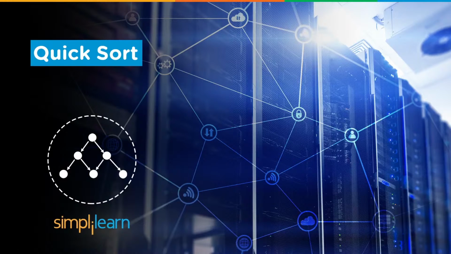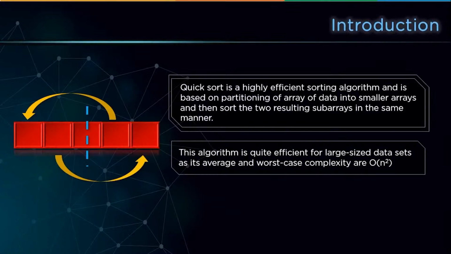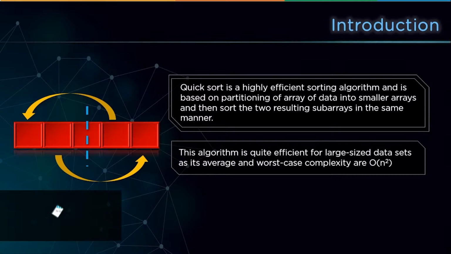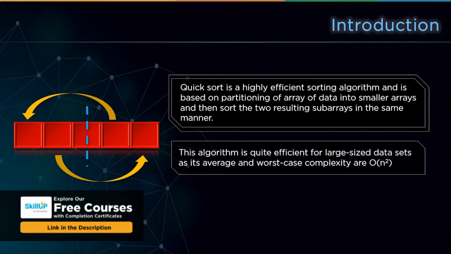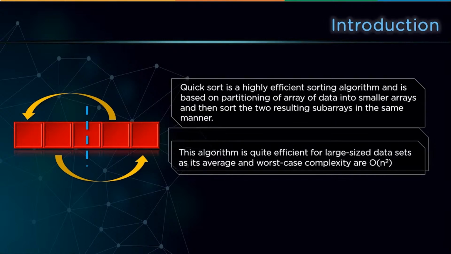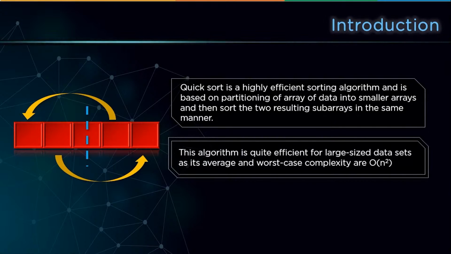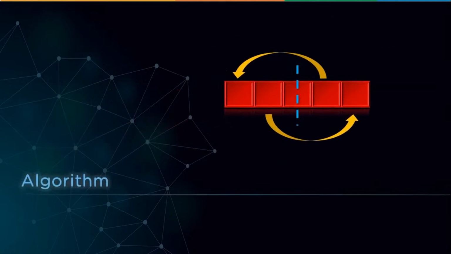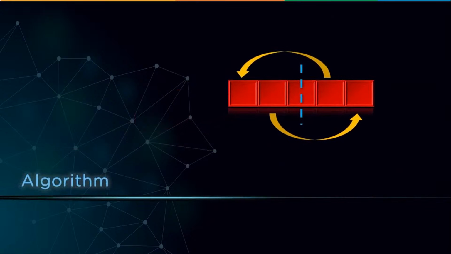In this session, we will discuss quicksort. A quicksort is a highly efficient sorting algorithm and it is based on partitioning an array into smaller subarrays. And then we will sort these two resulting subarrays in the same manner. This algorithm is quite efficient for large size data sets as its average complexity is big O of n log n, while its worst case complexity is big O of n square. Now let's discuss the algorithm of quicksort.